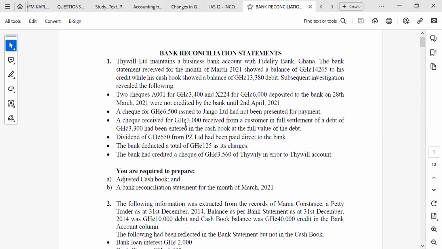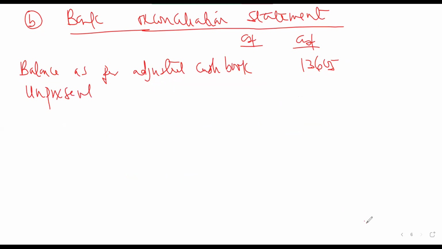No. So since this has not been subtracted by the bank, it means that we should not subtract it in the first place, isn't it? So we have to reverse it because this transaction has not been done by the bank. This has not affected the bank balance, so it should not affect our cash book balance either. So you go and add your unpresented check. You bring your unpresented check here, of 6,500.